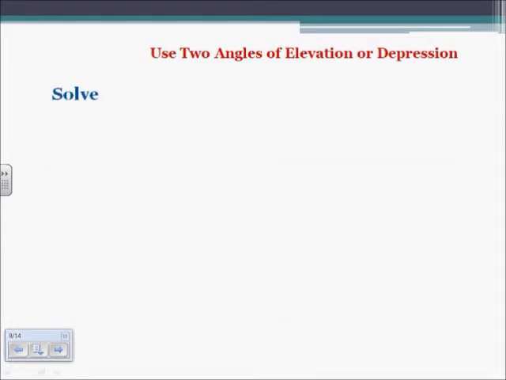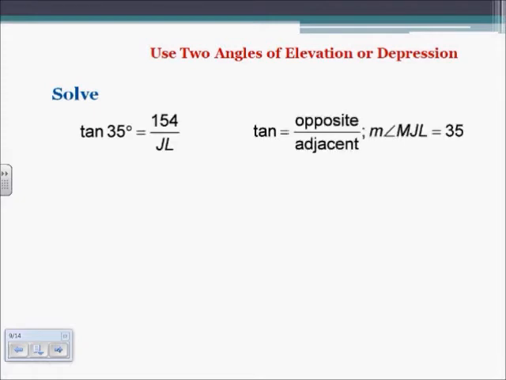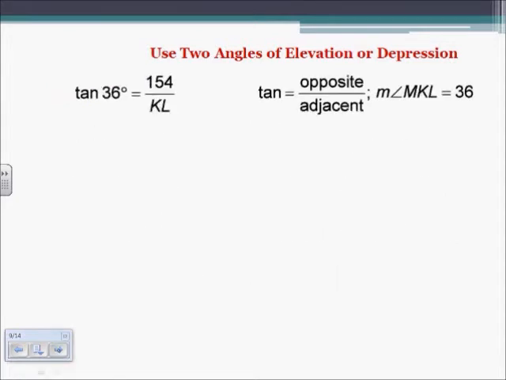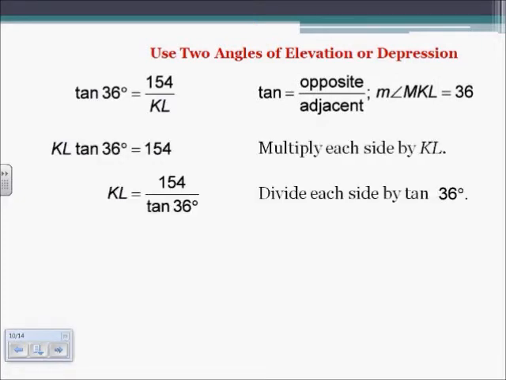Okay, setting them up. Tangent of 35 is set up for the other one, 154 over JL from the picture. Solving then, multiply each side by JL, divide by tangent of 35, and we're left with JL is approximately 219.93 for the distance. We'll do the same thing for the other triangle then, this time with an angle of depression of 36 degrees. Okay, solving here then, we have KL being approximately 211.96.